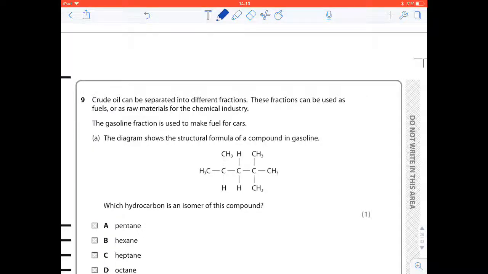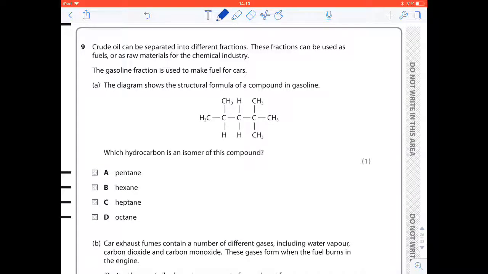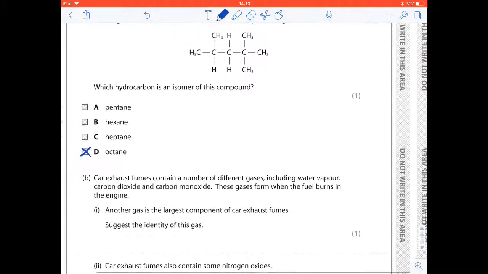Question 9, again back to organic chemistry. You had to just count up really the carbons and hydrogens here and spot that there were 8 carbons and 18 hydrogens, so it's isomeric with octane.